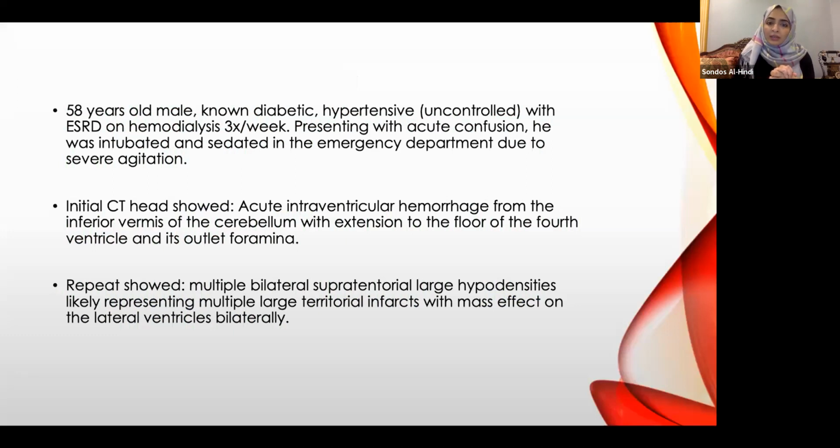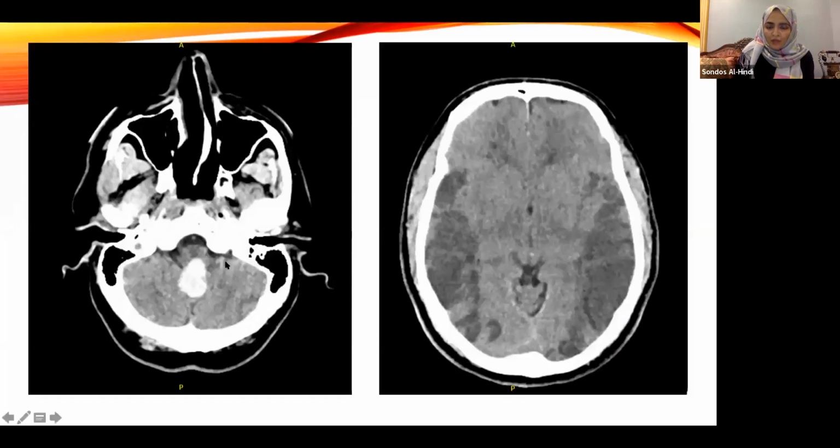A 58-year-old male, non-diabetic, hypertensive with uncontrolled hypertension, with end-stage renal disease on hemodialysis 3 times a week, presented with acute confusion. He was intubated and sedated in the emergency department because of severe agitation. His initial CT had shown an acute intraventricular hemorrhage from the inferior vermis of the cerebellum with extension to the 4th ventricle. So that's his initial. I just have one cut. I didn't bring all the cuts for his CT, but that's his initial one.